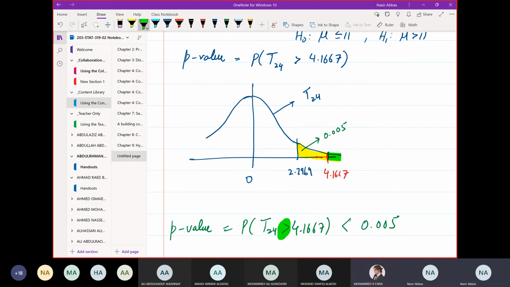The yellow one is bigger. So we will say that the green one is even smaller than yellow. So the green one is smaller than 0.005. Yellow is 0.005. Yes, I understand. Thank you. Both of them are bigger. So we're interested in bigger, but the green one is smaller than the bigger one. It's okay.